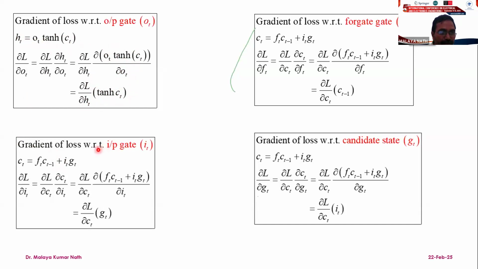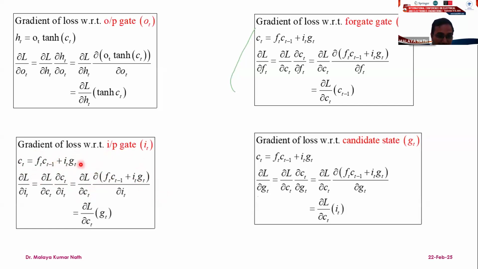Similarly, the gradient of loss with respect to the input gate, known as it. The derivative of loss with respect to it can be computed through the derivative of loss with respect to ct. Why? Because the cell state depends upon the addition of what information is removed and what information is added. This term tells what information has to be added into the cell state, while the first term decides what information has to be removed. So ct is equal to ft c(t-1) plus it times gt. If we substitute the value of ct in this expression, its derivative is ft c(t-1) plus it gt.